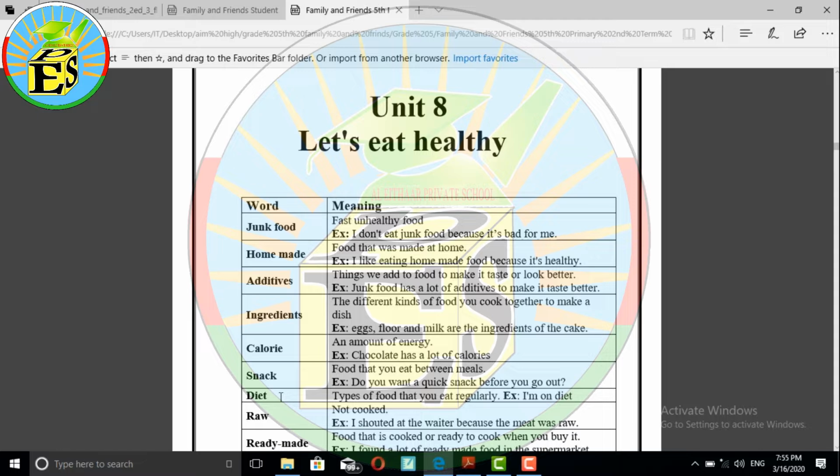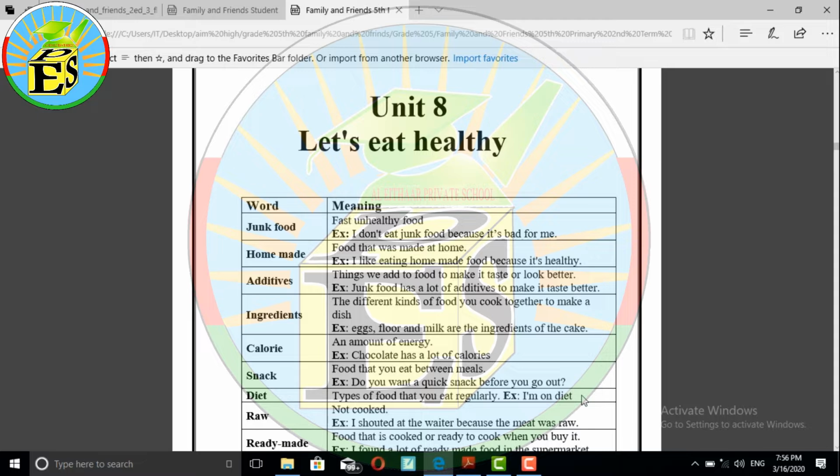Next, diet. Again, diet. Diet means the types of food that you eat regularly. For example, I am on a diet. Any food which you eat regularly, for example in the morning I eat cheese, bread, or yogurt, some fruit. This is my diet. So the diet means the food which you eat regularly.